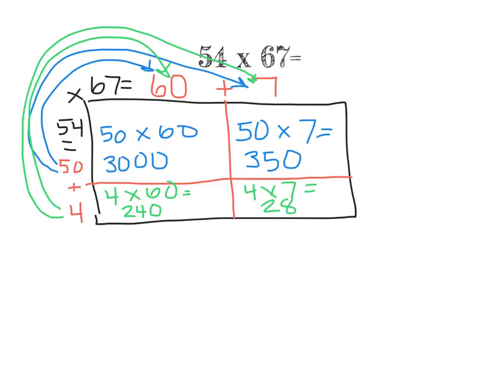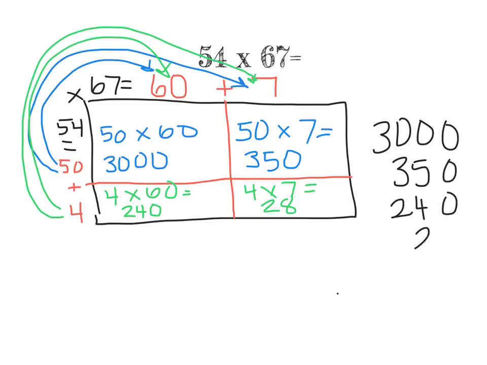After I have multiplied each of my sections, I'm going to add each of the numbers. So 3,000 plus 350 plus 240 plus 28, which equals 3,618. So my answer becomes 3,618. The video is now going to pause, and you are going to solve a 2-digit by 2-digit problem.